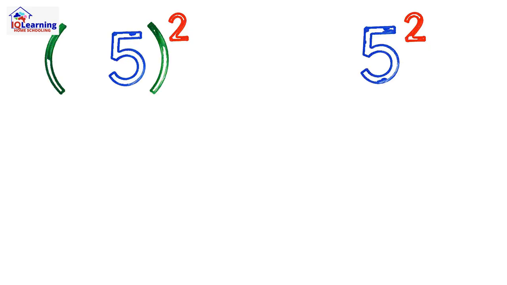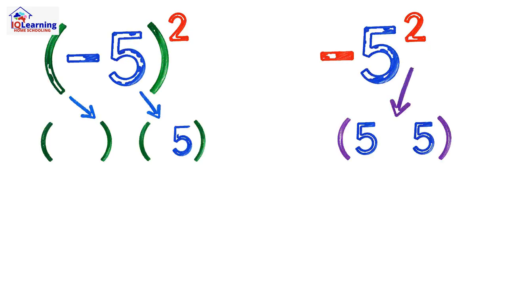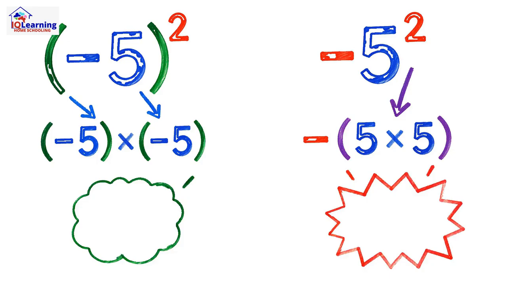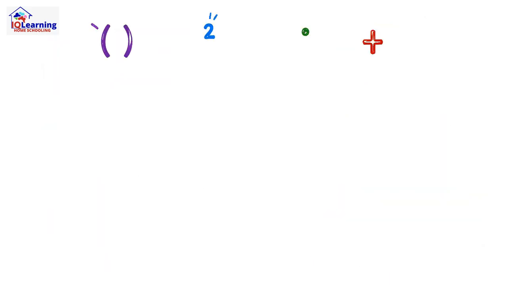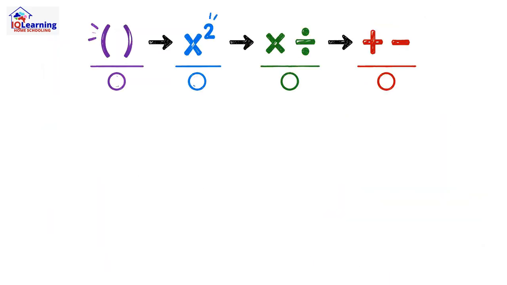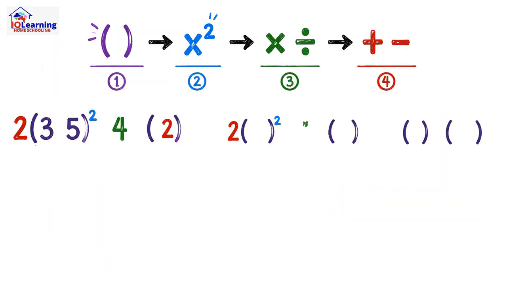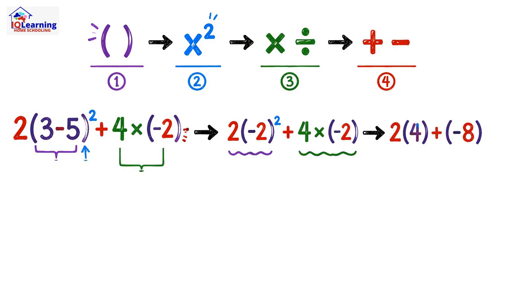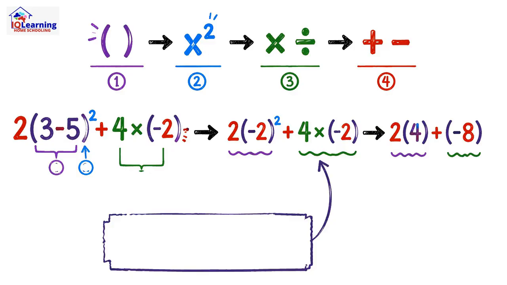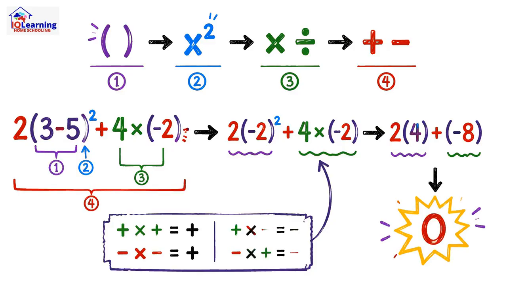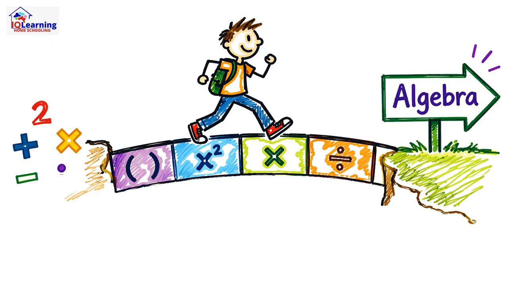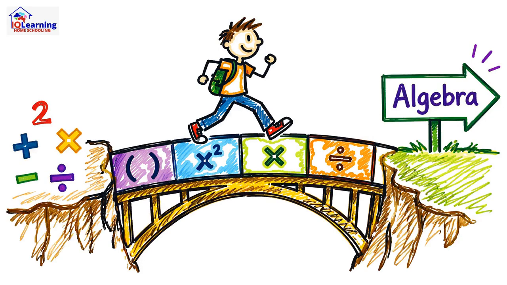But be careful, the position of the brackets is critical. (-5) squared with brackets is 25, but without them, it becomes -25. When you combine everything with the order of operations, BODMAS, even complex equations fall apart. You just tackle the brackets and powers first, then multiply and divide, always applying those 2 golden sign rules. Mastering this isn't just about passing a test, it's the bridge that carries you directly into algebra.